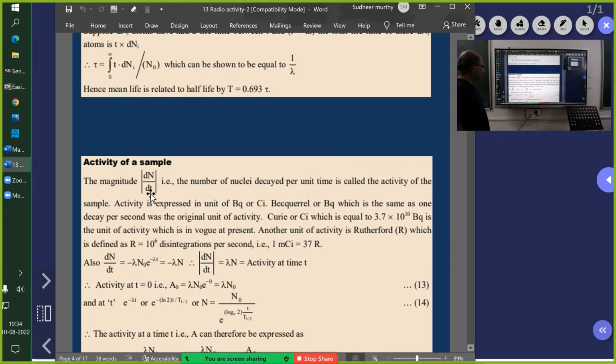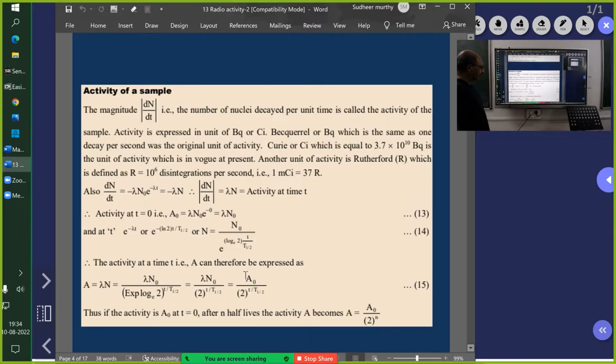The activity of the sample is the modulus of the rate of nuclear decay per unit time. You will see that this will be useful. Modulus dN by dt is lambda N. Remember that.